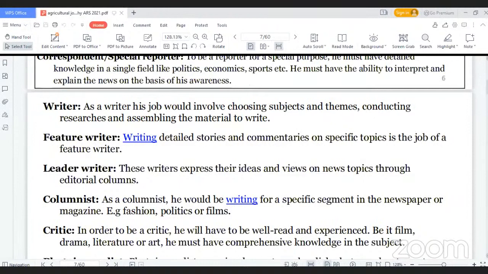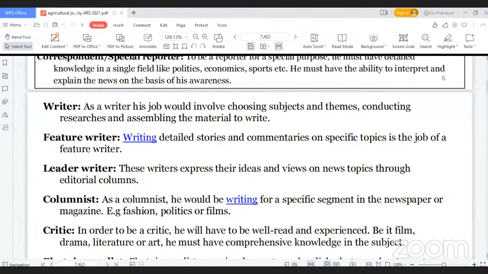Then other persons are there, like the writer, who writes the things, choosing the subject, and he writes. Before writing, he may conduct research, maybe assemble different types of materials, decide what to write and what not to write. He may use the 5Ws. Then the features writer writes on specific topics. For example, agriculture developments in Ahmednagar district, or something that happens in Nasik district, or anything related to some features.